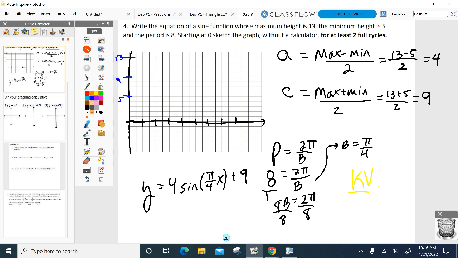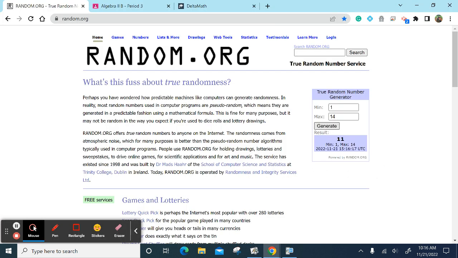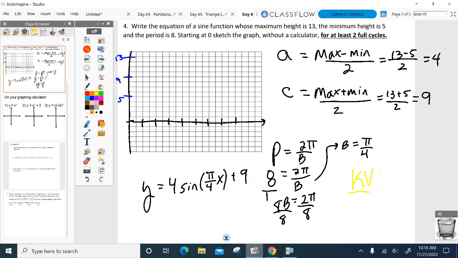Key values. How do we figure out key values? I got to take my what and divide by what? Take your maximum and divide by minimum. Okay, everyone ready? Here we go. This is a rough one today, guys.